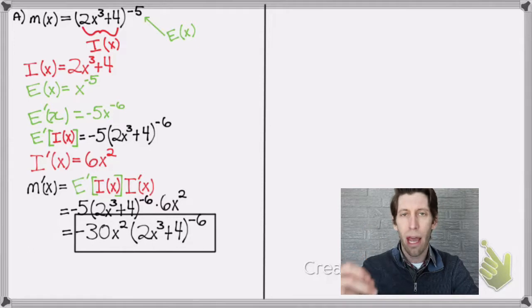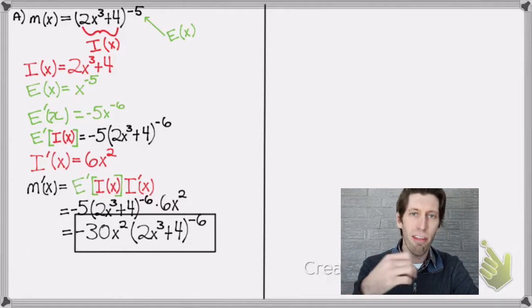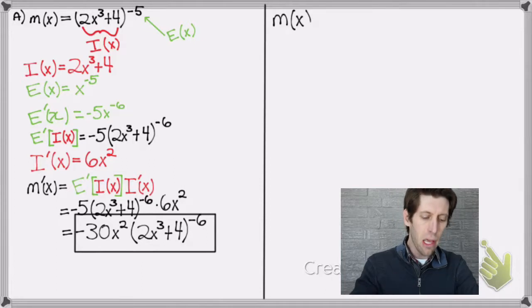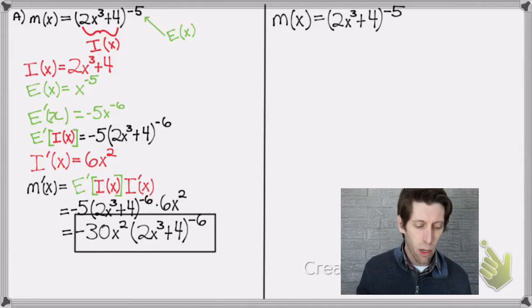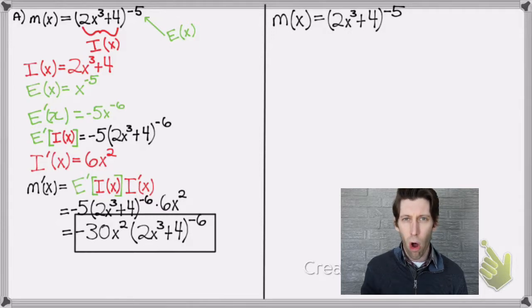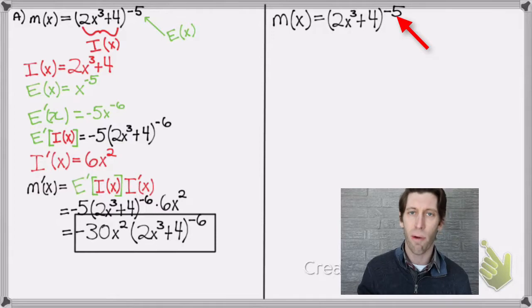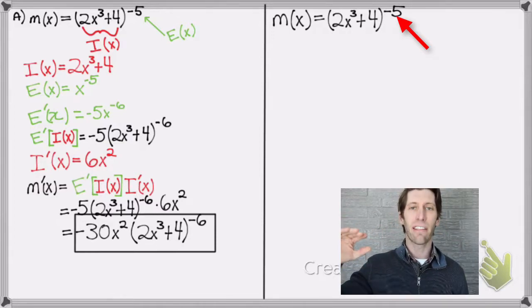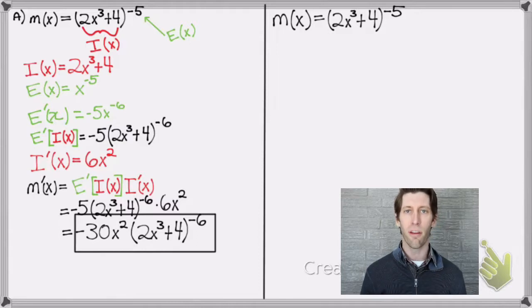So what I'm going to show you now is an alternate solution, and this is the way that you want to think about the chain rule. So we're going to start back at the beginning with our original function m of x, which is 2x cubed plus 4 all raised to the minus 5th power. Now the very last operation that occurs here is raising to the minus 5th power. That's the first operation that we're going to differentiate.